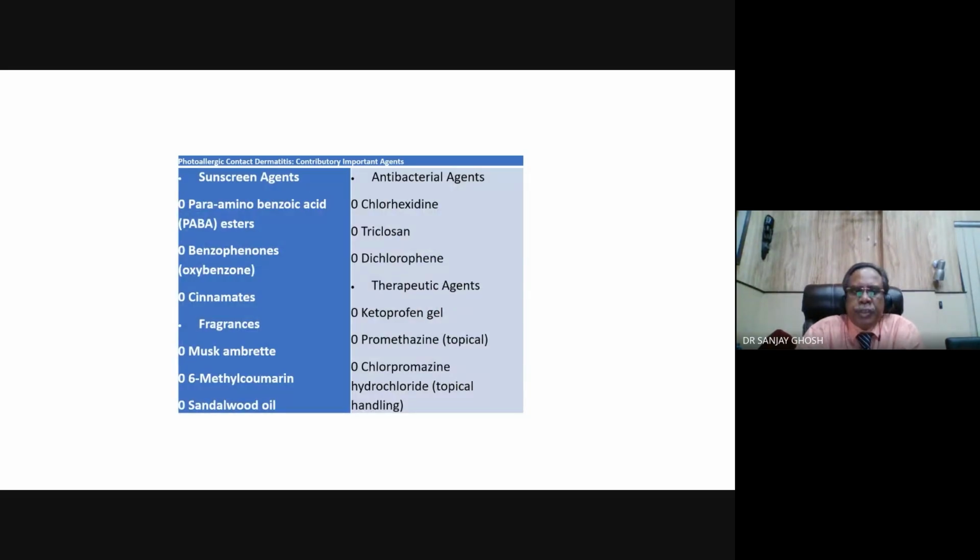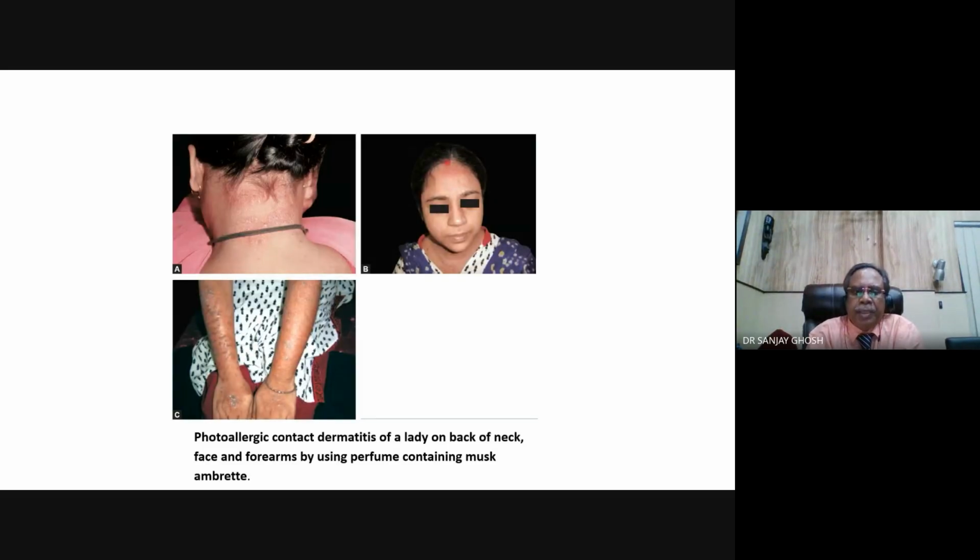Sunscreen sometimes causes this photoallergy, very common. They were used to prevent sunlight damage. Particularly cinnamates and benzophenones are very commonly photoallergic. So we should be cautious about sunscreen whenever we are using it. This is a lady using musk ambrette on the neck, very common in pregnancy, causing this photoallergic dermatitis on the back of the neck, the forehead, and the forearms.